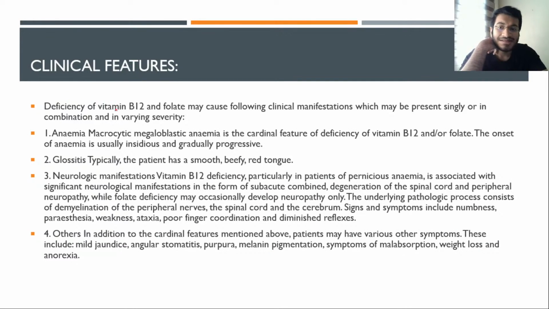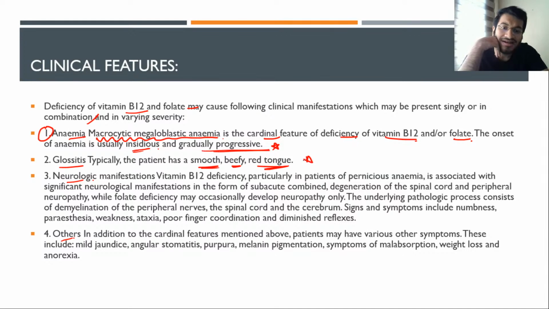Clinical features. Deficiency of vitamin B12 and folate may cause the following clinical manifestations, which may be present singly or in combination. First is anemia, then glossitis, then neurological manifestations, and then others. Anemia: macrocytic megaloblastic anemia is the cardinal feature of deficiency of vitamin B12 or folate. The onset of anemia is usually insidious and gradually progressive. Then glossitis. Typically the patient has smooth and beefy red tongue.